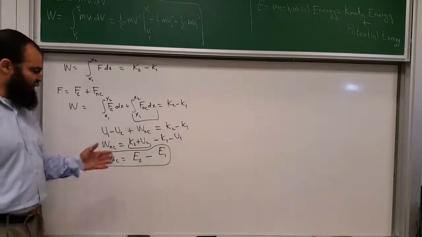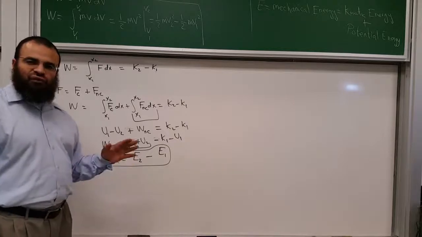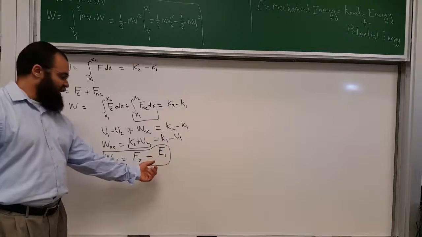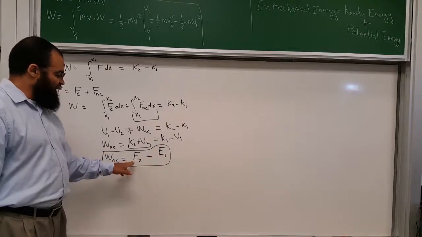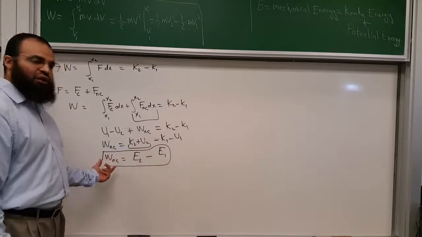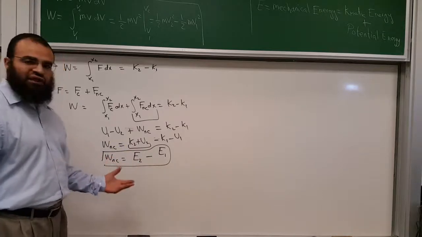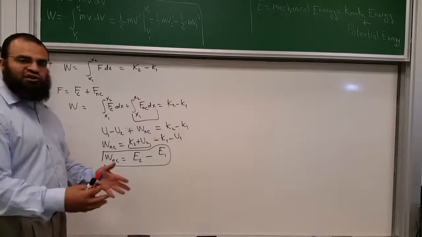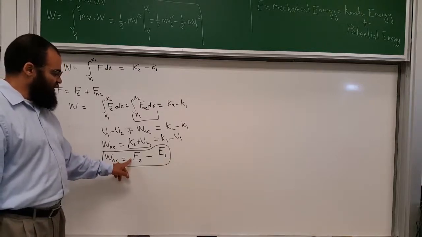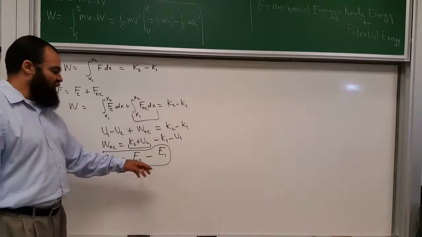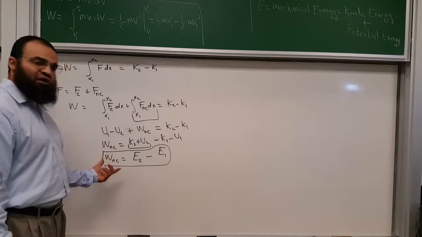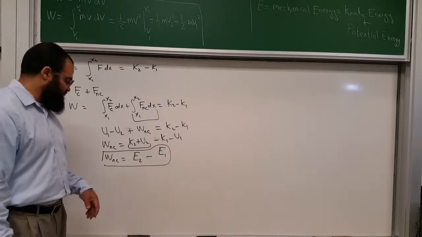So here's what I'm saying. Let's say you have your total mechanical energy at the end and your mechanical energy at the beginning. If the mechanical energy at the end is less than at the beginning, this will be a negative number, and so the work done by the non-conservative forces will be negative. It means you had friction and you have lost some mechanical energy. If your mechanical energy at the end is higher than at the beginning, it means you had work done by non-conservative forces that was positive.